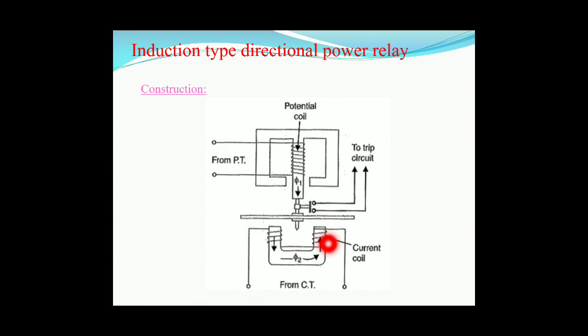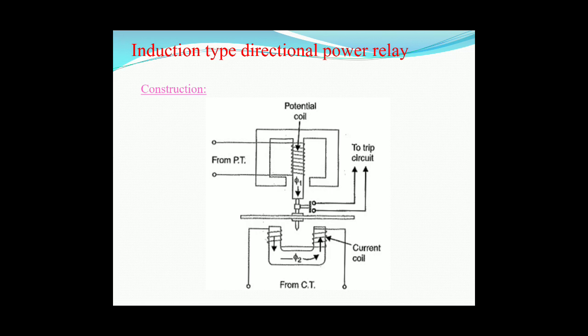Next, the current coil is provided with a number of tappings. These are the tappings, connected to the plug setting multiplier, which is not shown in the figure. By using this multiplier, we obtain the desired current settings. The restraining torque is provided by the spiral spring.